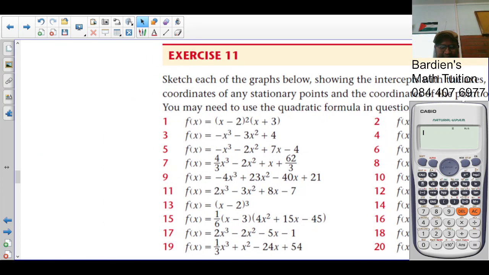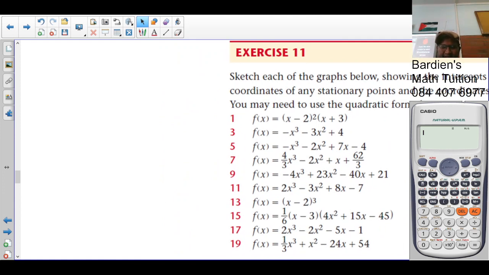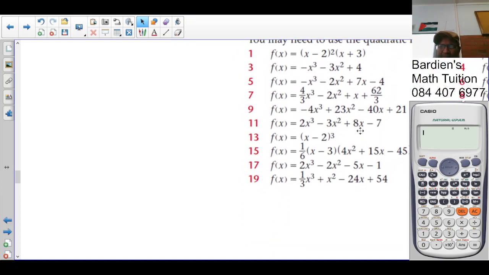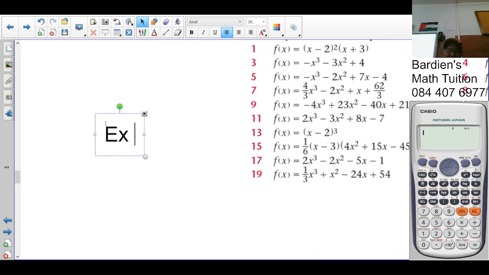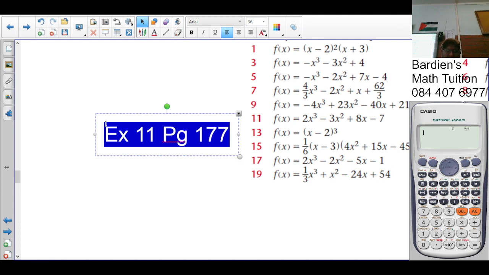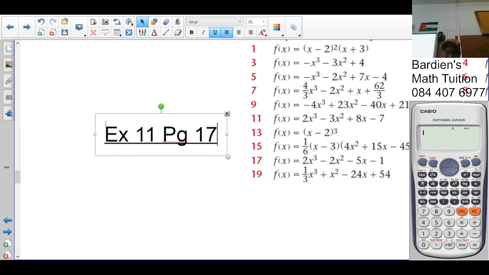Righto, listen, I gave you 3 sums, or 5 sums. How many did they give you? Okay, so I gave you all the sums. Is it a lot or a little or what? A lot or a little, okay? So this is exercise 11, page 177.